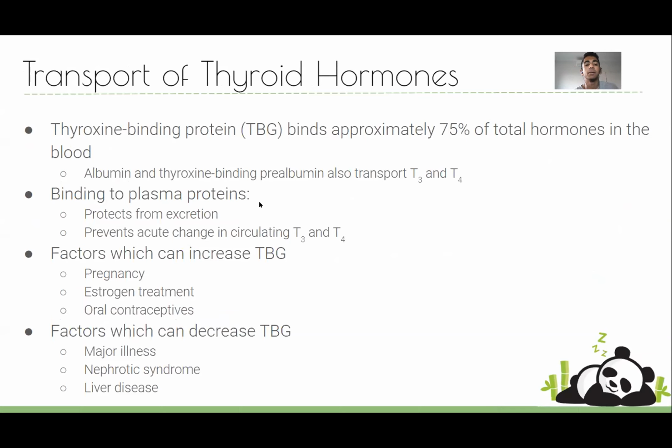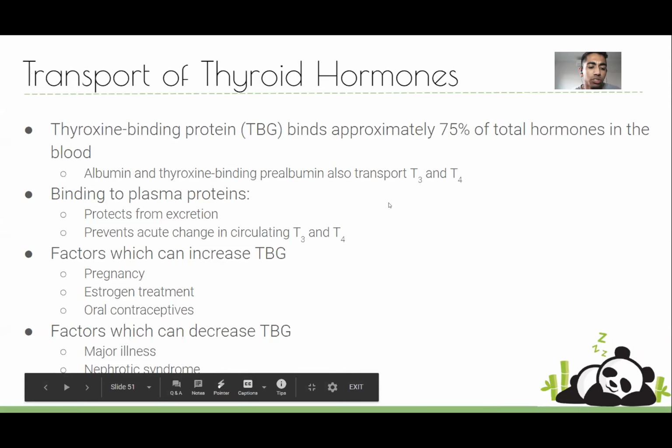And it again protects it from excretion, because if it's sitting on our plasma protein, it's not going to be excreted through our kidneys, because it can't get through, if we remember from last week, our glomerular filtration membrane. It can't get through there because it's a large protein, right? And that stops us from having wild fluctuations in our thyroid hormones, because we know only a small amount is going to be changing or being excreted at a time. So we can keep a stable level of our T3 and T4.